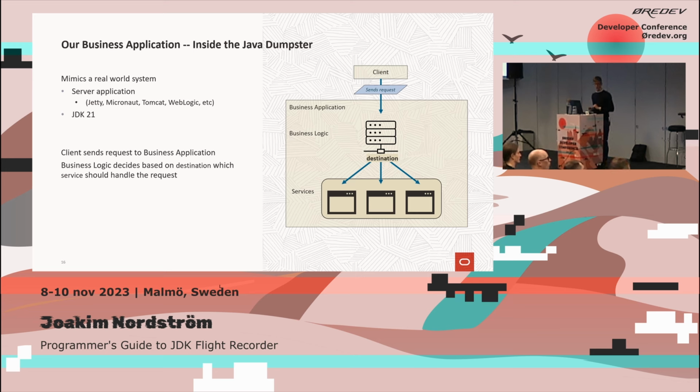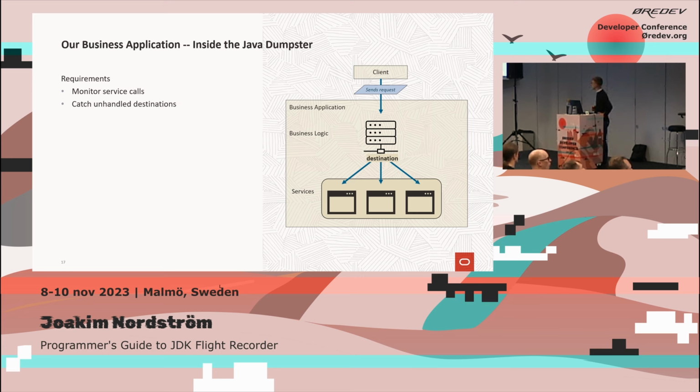So that's our example. This is basically where we will use our event. We have some sort of a lookup service method that, depending on destination, chooses different services. The requirements for this application are that we want to monitor all the service calls, and we also want to catch unhandled destinations. In order to do that, we want to create our own JFR event.